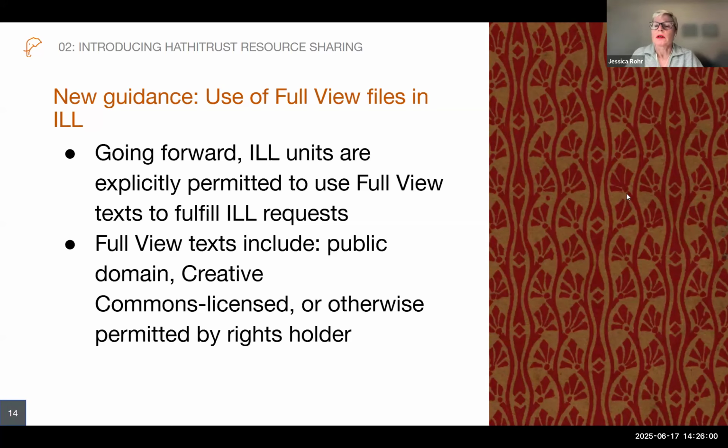Okay, here's another one. For book chapter requests, do you append scans of the title and verso pages of the work?